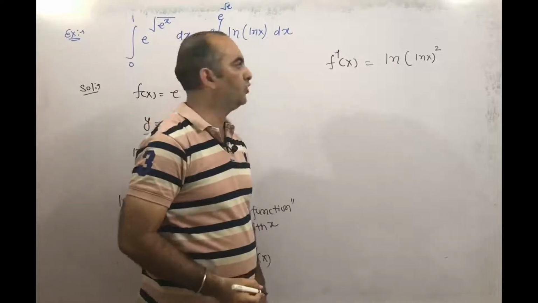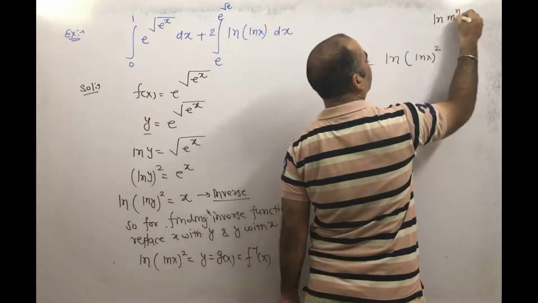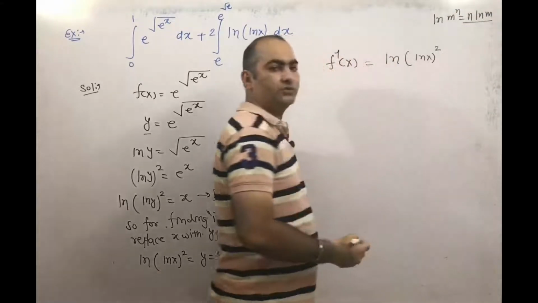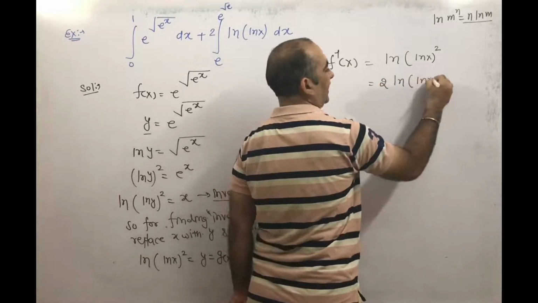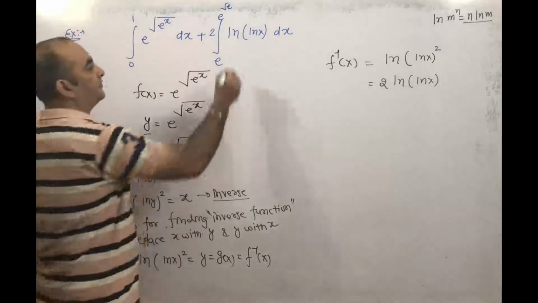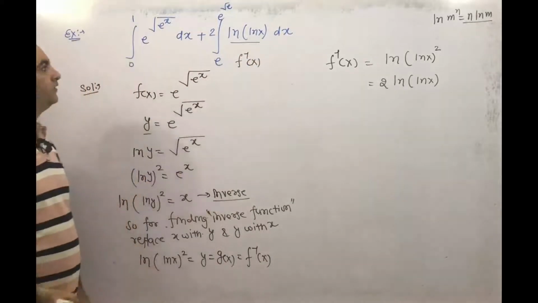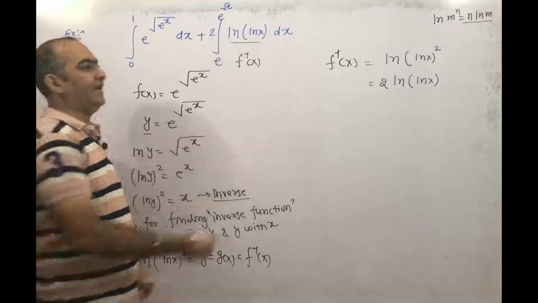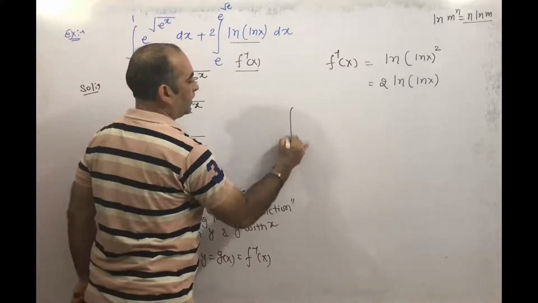Here we can use the log property. If I have ln m power n, we can write this as n log m. So this one we can write as 2 times ln in bracket ln x. So you can see this is f inverse of x. We can take the 2 along, 2 times ln of ln x, as f inverse of x. So this integration becomes the integral from 0 to 1.